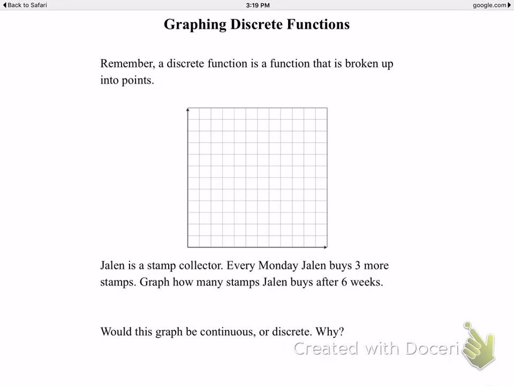If we want to graph this, we have to first label our axes. On the x-axis, we're going to have weeks, since he buys 3 stamps each week. And on the y-axis, we're going to have stamps. Now we want to know how many stamps he's going to buy after 6 weeks. So we're going to have 1, 2, 3, 4, 5, and 6. And then on the left, we can go up by intervals of 3 since he buys 3 each week. So we'll have 3, 6, 9, 12, 15, 18, all up to 21.